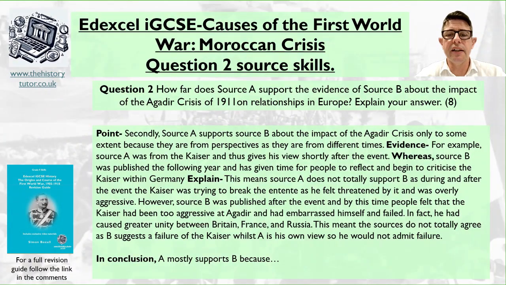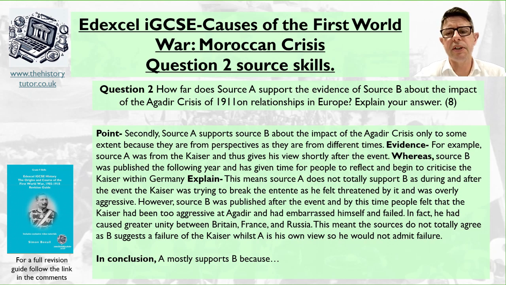I've said, secondly, source A supports source B about the impact of the Agadir crisis, only to some extent because they have different perspectives as they're from different times. For example, source A was from the Kaiser and thus gives his view shortly after the event, whereas source B was published the following year and has given time for people to reflect and begin to criticise the Kaiser. This means source A does not totally support source B, as during and after the event the Kaiser was trying to break the Entente as he felt threatened by it and was overly aggressive.